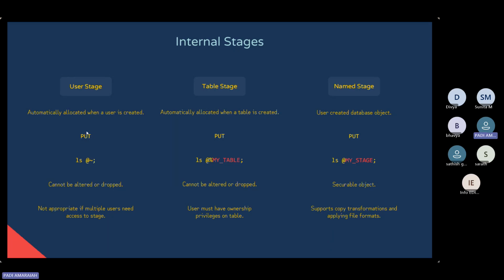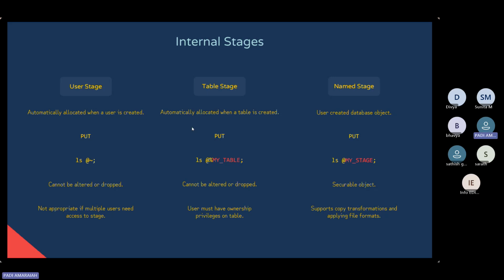Then, inside this stage, what are all the files there? If you want to see those files, you can run this command: LIST @ and the name. For the user stage, you have to use the @~ symbol. If it is a table stage, LS, the shortcut is LS, or you can write the full name LIST, @% symbol and your table name. If it is a named stage, whatever name you have given, LS @ the stage name. You can give it like this.